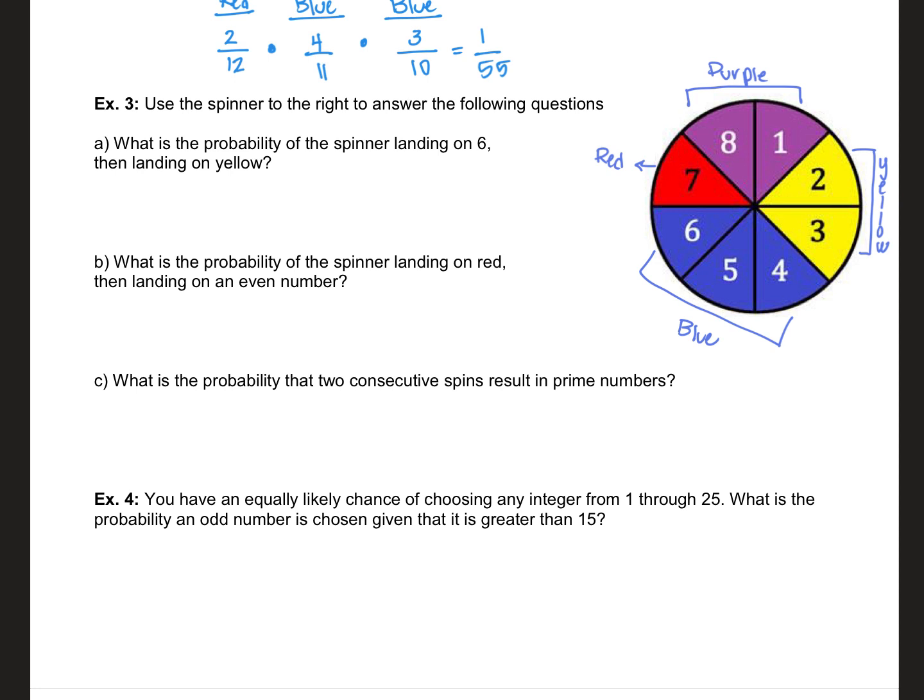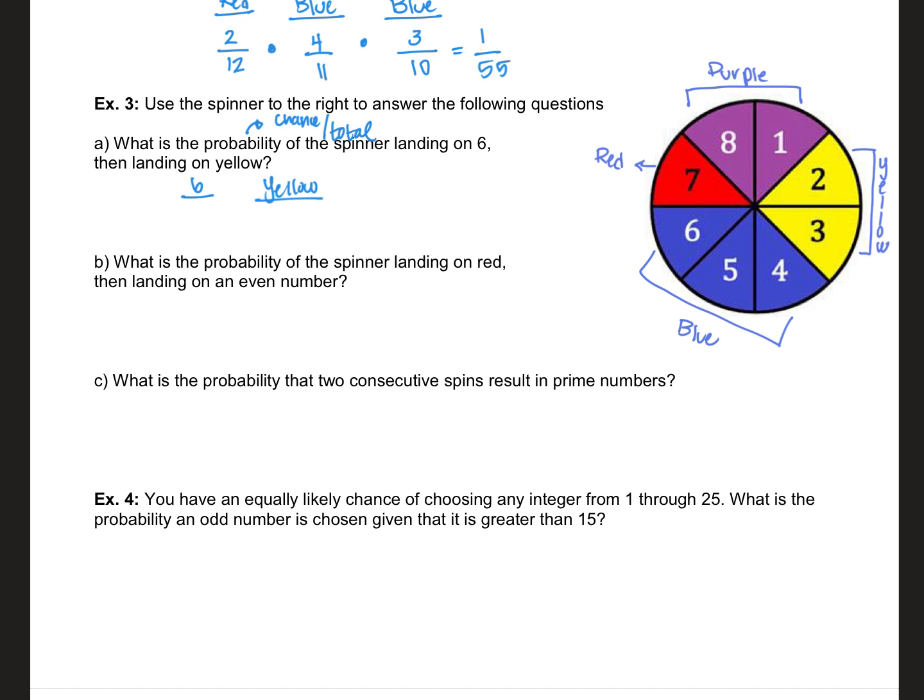Okay, so part A says, what is the probability of the spinner landing on 6, then landing on yellow? So we're going to do the same exact setup that we did on this last problem. I have 6 as an option and then yellow as an option. Again, if they want probability, they want a fraction, that is chance over total.